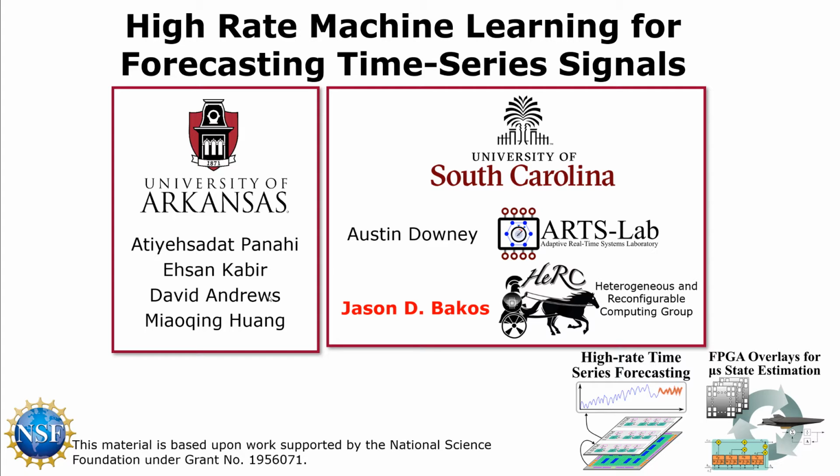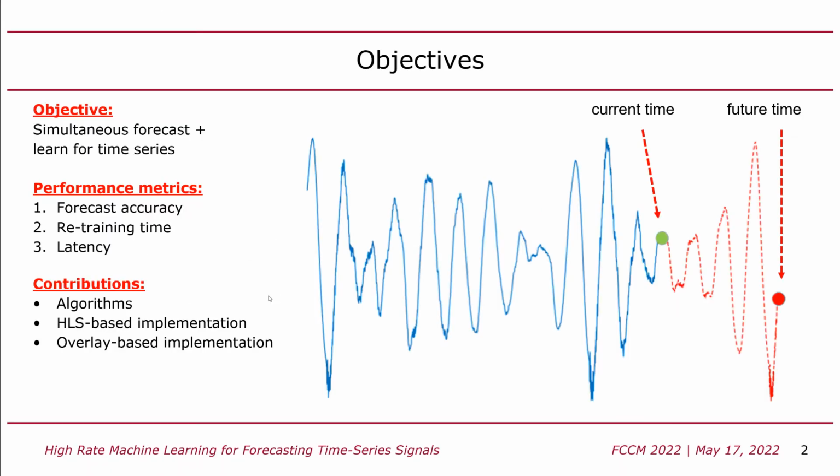This is a collaborative effort involving our team in South Carolina and David Andrews and Mao-Chin Huang's team at the University of Arkansas. Our objective is to develop a system that can accept samples from a time series signal, and for each sample forecast the future state of the signal, as well as continuously training the model to allow it to adapt to unexpected changes in the signal dynamics.